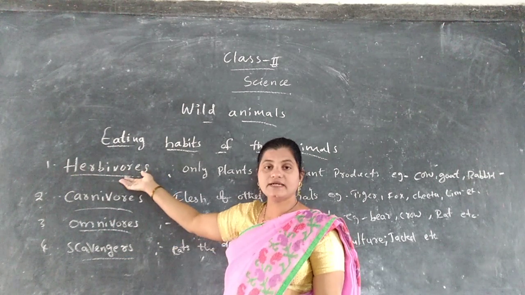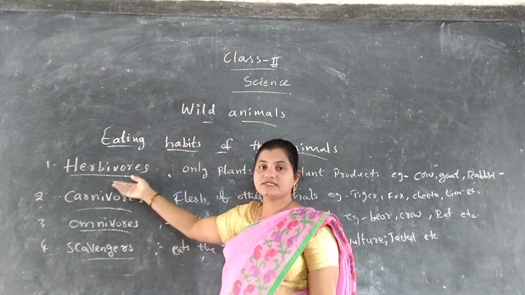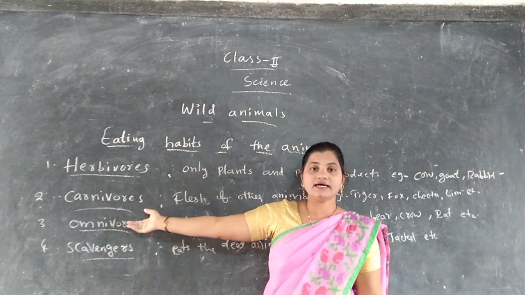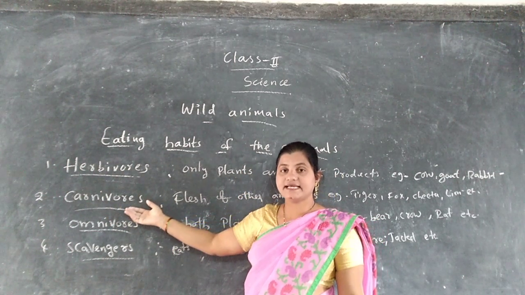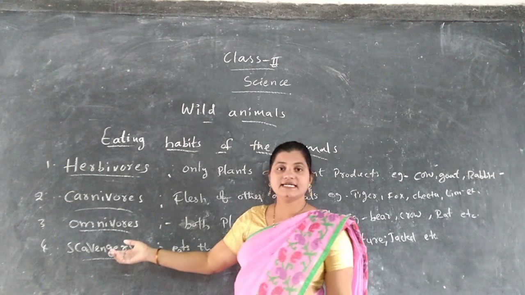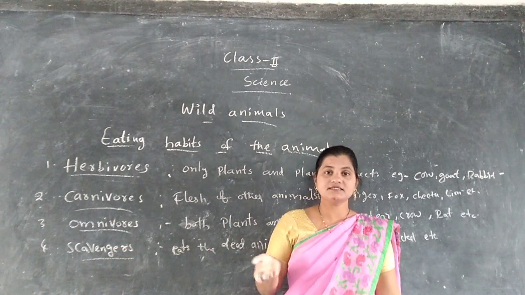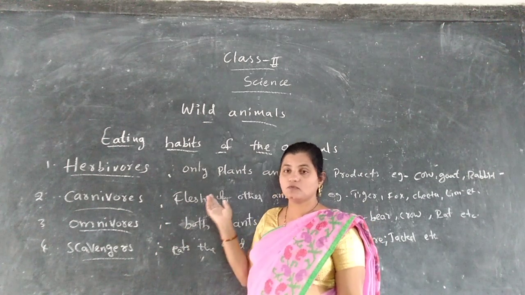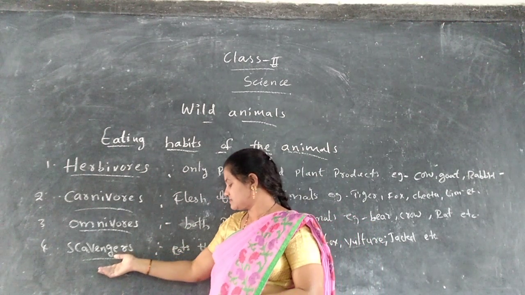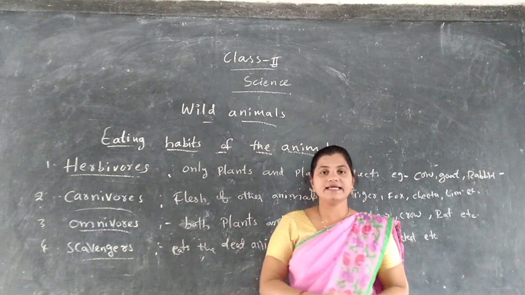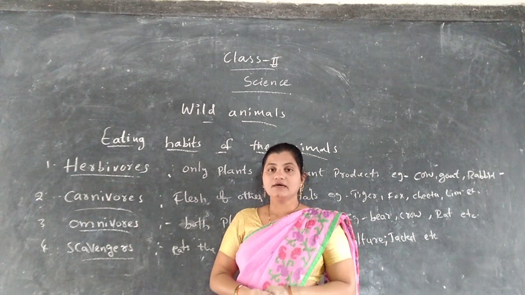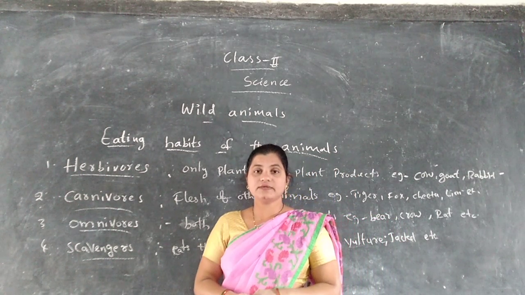Herbivores eat only plants and plant products. For example, cow, goat. Carnivores eat only the flesh of other animals. For example, fox and tiger. Next, omnivores eat both plants, plant products, and also the flesh of other animals. For example, bear and crow. Next are scavengers. Scavengers are the animals which eat dead animals and keep the forest clean. For example, jackal, fox, vulture, etc.